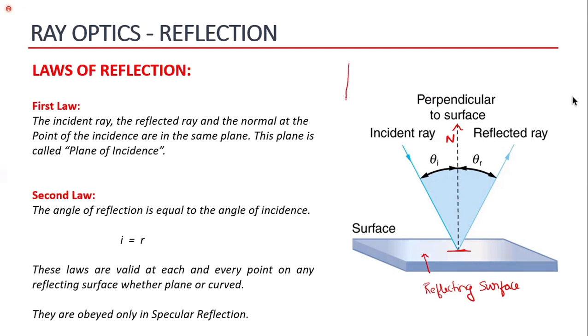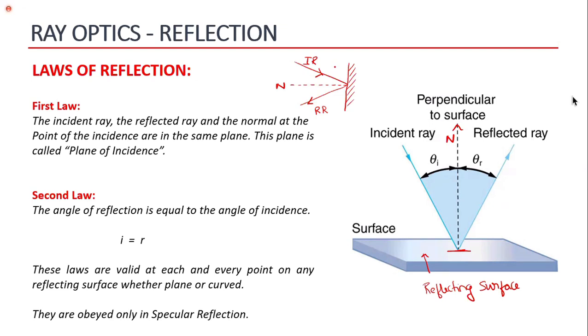For example, I take this as my reflecting surface. Now I'm going to send an incident ray in this direction. This is called your incident ray. Now it reflects back. This is called your reflected ray, and this is your normal to the surface. So the incident ray and reflected ray will be in the same plane. That means if the incident ray is in the XY plane, the normal will be in the XY plane, and your reflected ray will also be in the XY plane. Clear?